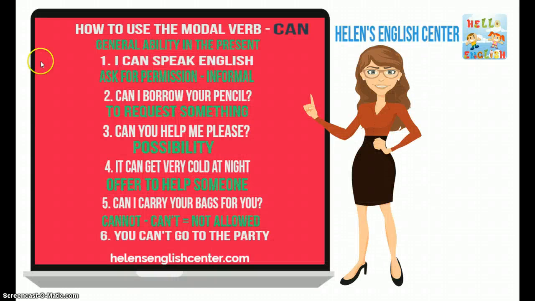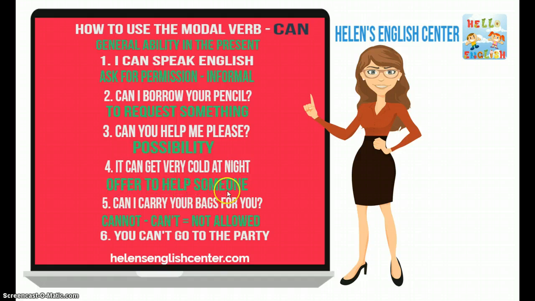How to use the modal verb can. General ability in the present. 1. I can speak English. Ask for permission, informal. 2. Can I borrow your pencil? To request something. 3. Can you help me please? Possibility. 4. It can get very cold at night.